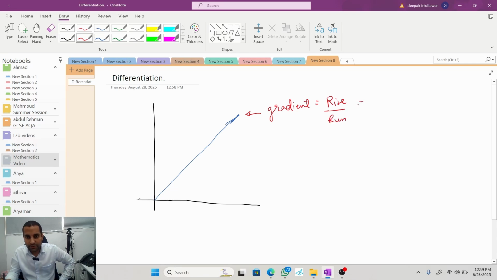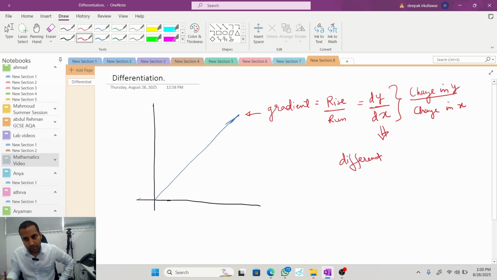Now what is your rise? Rise is your y-axis, run is your x-axis. So rise over run is nothing but change in y over change in x. This dy by dx, that is change in y over change in x, is known as differentiation. So the gradient of any curve is nothing but the differentiation, and it is represented by dy by dx.